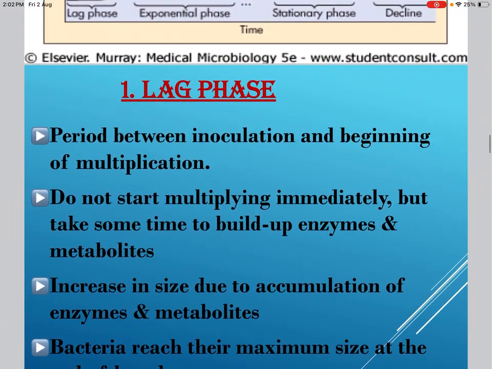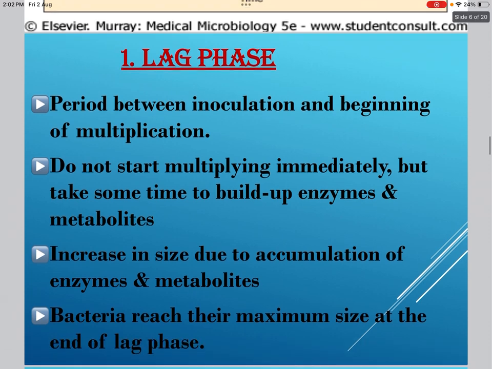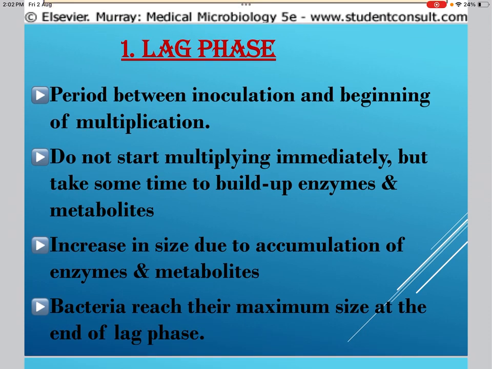The bacterial multiplication occurs in 4 stages: lag phase, log phase, stationary phase, and phase of decline. The first stage, which is known as lag phase, is the starting period, that is, the time period between the inoculation and the beginning of multiplication.